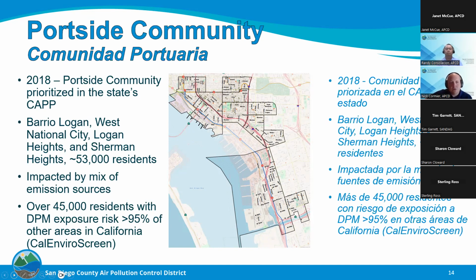Of greatest concern is diesel particulate matter, or DPM, which is a known carcinogen and the greatest toxic air pollutant risk in San Diego County. Of the 53,000 residents living in Portside, over 45,000 have a DPM exposure risk greater than 95% of other areas in California, per CalEnviroScreen. Next slide, please.